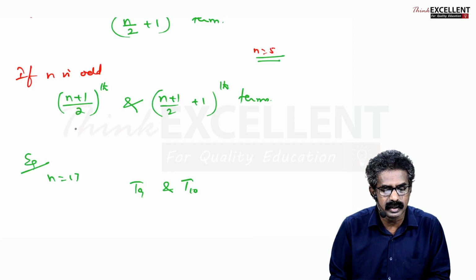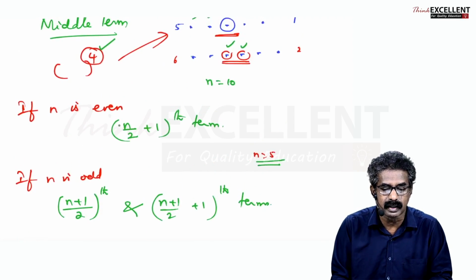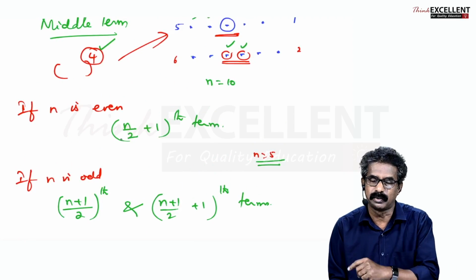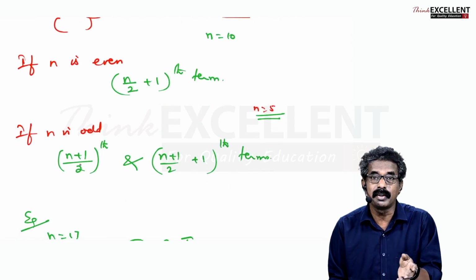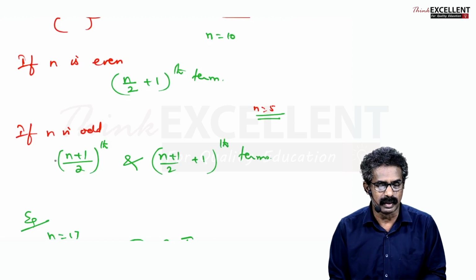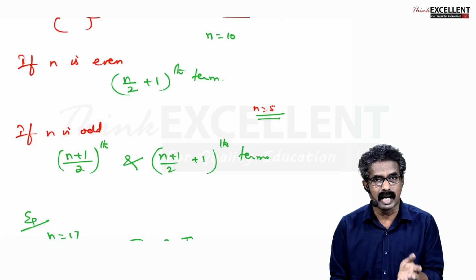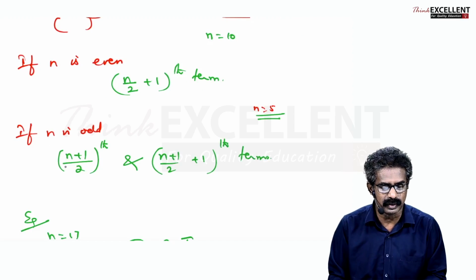Then this gives the position. How can you remember it very easily? N is an even number. An even number you can divide by 2. So n by 2 plus 1. N is odd. An odd number you can't divide by 2. So add 1 and divide by 2. So somewhat you can remember, right? So you cannot put n by 2. So add 1, n plus 1 by 2. Like that you remember.